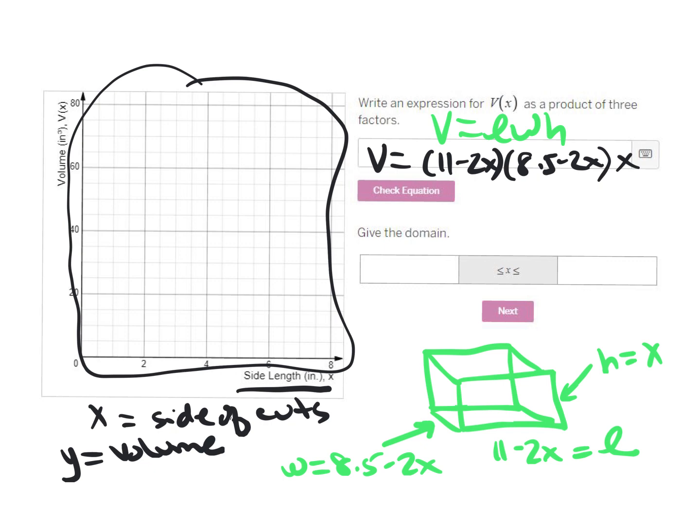And then the domain of this graph, I don't like how they did the less than or equal to here. The domain of this graph, again, is going to be 0 is less than x, which is less than 4.25. And I'm going to do this in interval notation. So I'm going to do parenthesis 0, comma, 4.25 parenthesis, would be the domain of my graph.